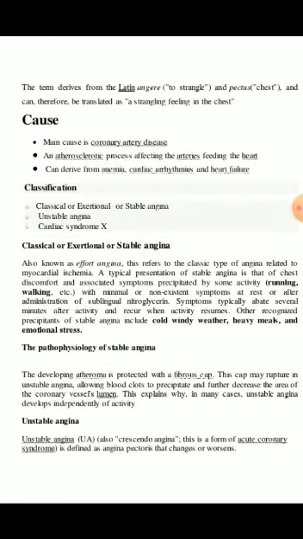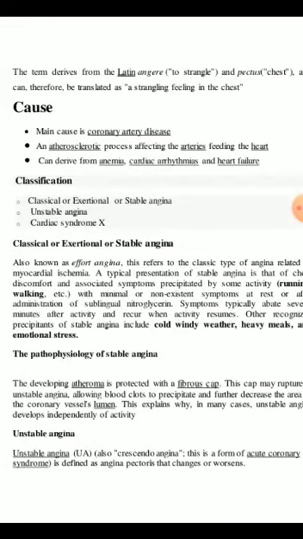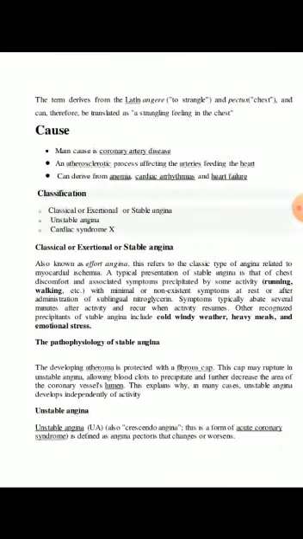A person may feel a strangling effect on the chest, or a tightening sensation. The main cause of angina is coronary artery disease, or ischemic heart disease, which we have already studied in this topic. The second cause is an atherosclerotic process affecting the arteries. The third is that it can derive from anemia, cardiac arrhythmias, and heart failure. So these are some causes of angina pectoris.